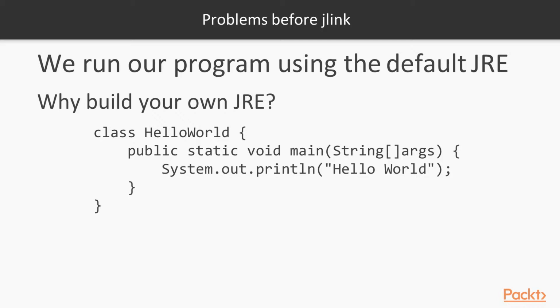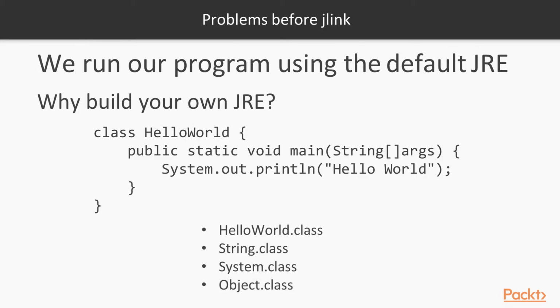The problem here is to execute this small Hello World application, we just require the following classes: HelloWorld, which is our application, String, System, and Object classes. These four classes will be enough to run my application. So what is the problem? The default JRE provided by Oracle contains around 4,300 plus predefined Java class files. If I execute my Hello World application with the default JRE, then all the predefined class files will be executed too. But if I only need three to four class files to execute my Hello World application, then why do I need to maintain all the other class files?